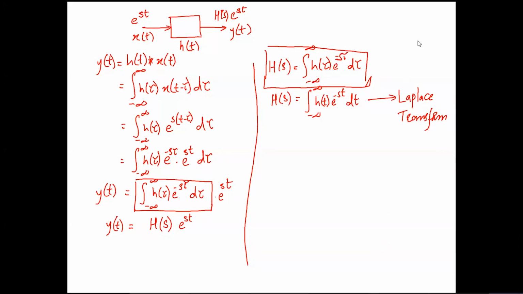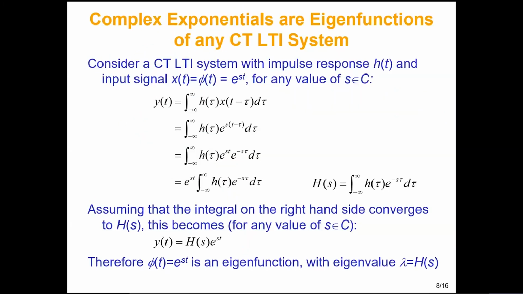Okay, so let's continue. This concept of eigenfunction and eigenvalue is very useful. Now, how is this useful for us? Without further complexity, let's go through it. This is already covered in the slide, whatever we showed on the blank screen. We showed that if the input is e raised to the power of st, where s is any complex number, the output comes out to be h of s multiplied by e raised to the power of st. Therefore, e raised to the power of st is an eigenfunction and its eigenvalue is h of s.